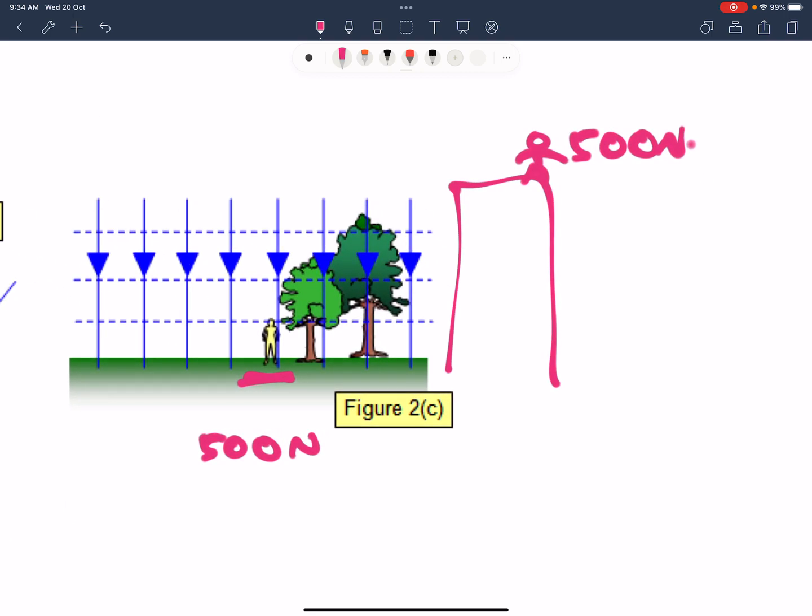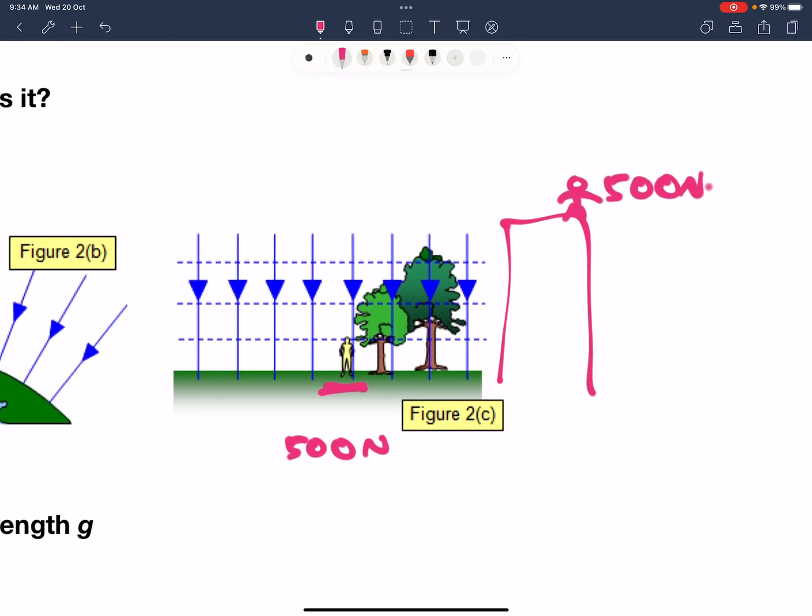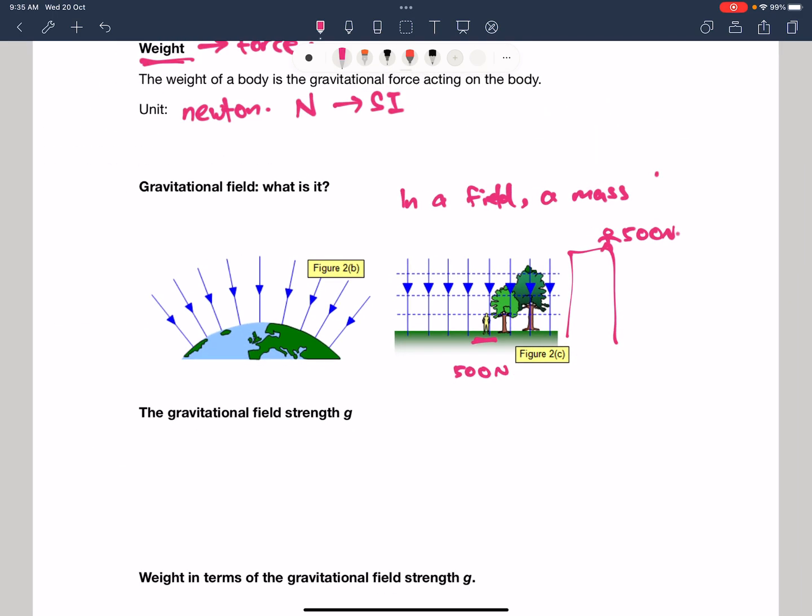And how do we consider this thing called weight? In physics they have this particular idea called a gravitational field. A gravitational field means that if you have a mass in the field, the mass will experience a force, a gravitational force. So in a field, a mass has a weight.